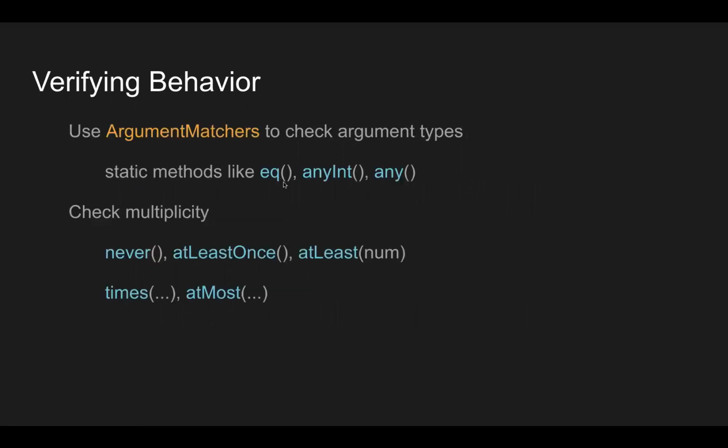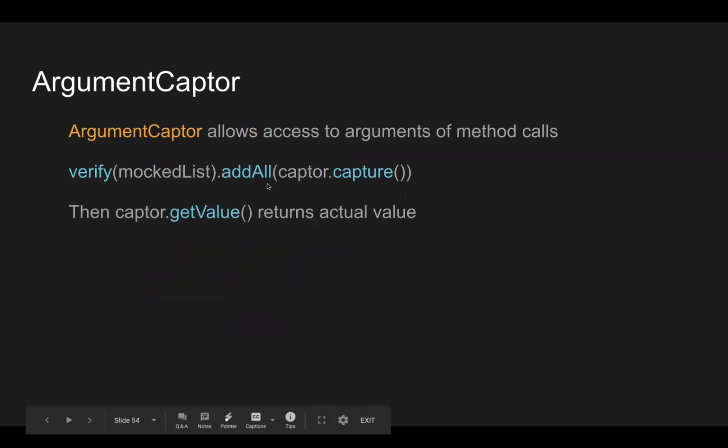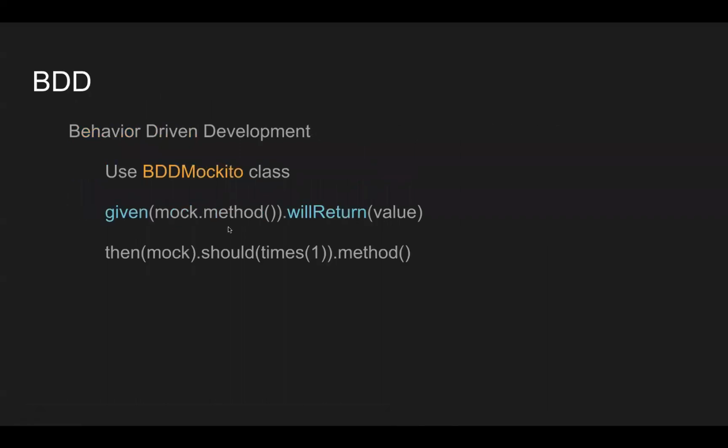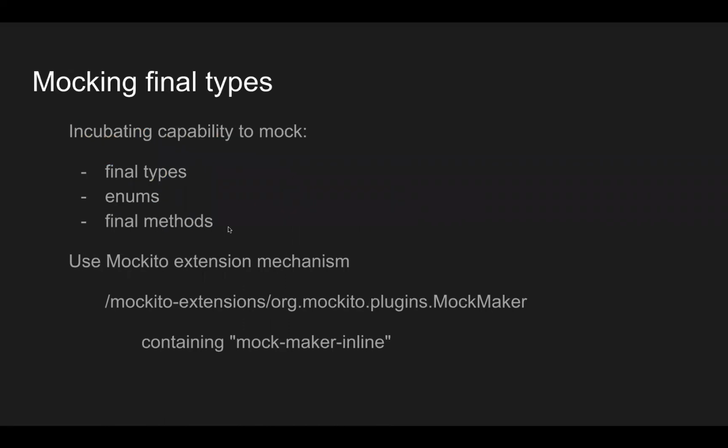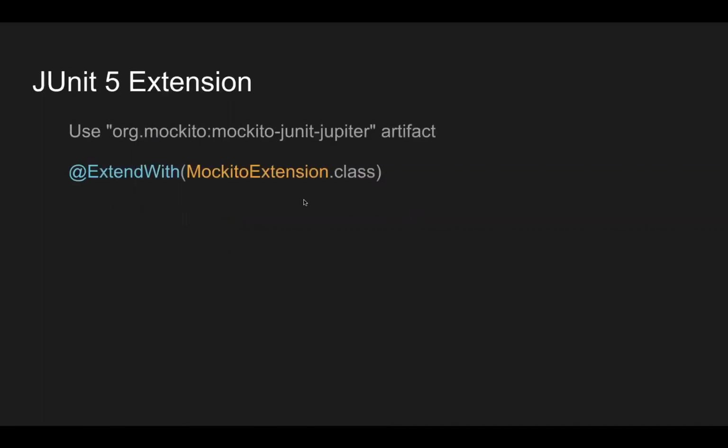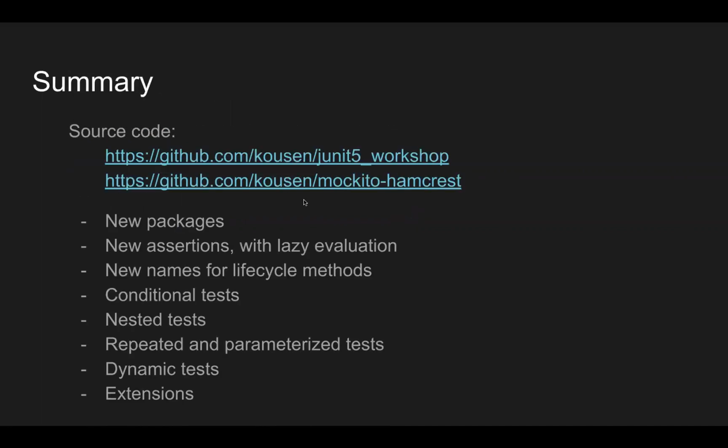The argument matchers were things I showed, like anyString or anyInt, and then I could verify the multiplicity with atLeast or atMost, or I use the times method. And there's that argument captor. I could capture the argument and check the value. And then there's the BDD one. And you can even now mock final types. You have to jump through some hoops to do it, but it can be done. There's the JUnit 5 extension, and there's everything.